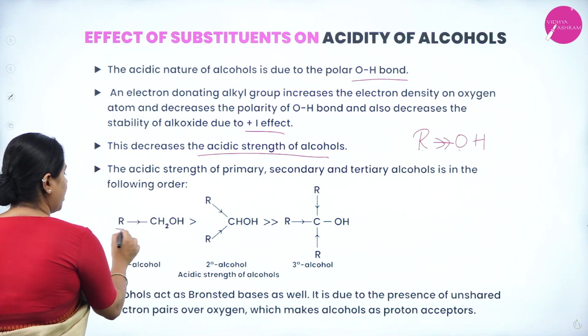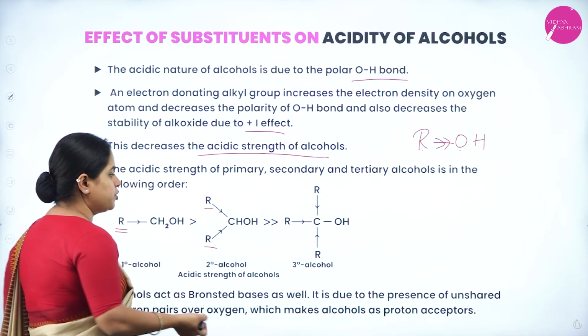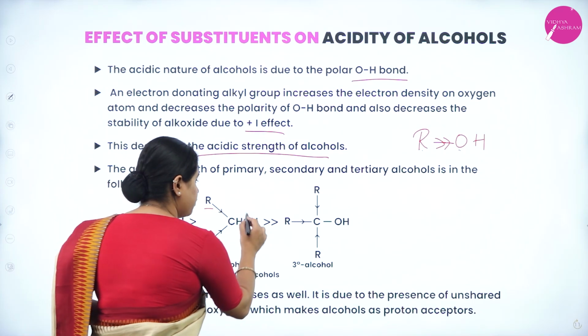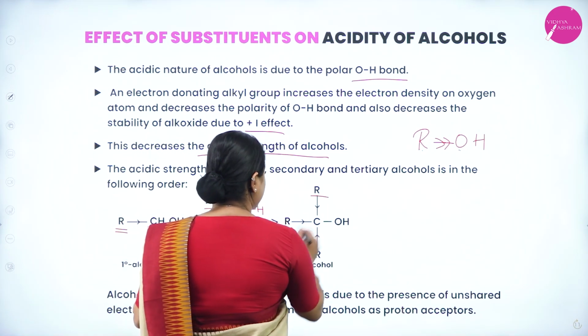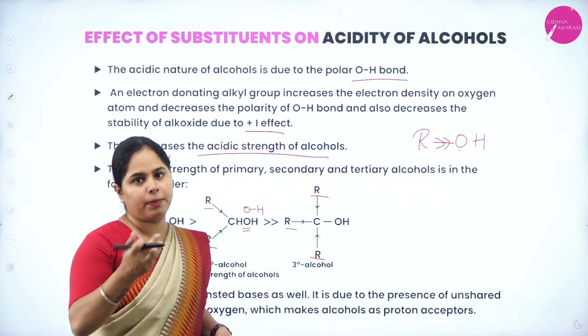So, here you have only one alkyl group. Here in the secondary alcohol, you have two alkyl groups. So, the electron density will be more and more on the oxygen atom. Hence, it becomes difficult to break this OH bond. Hence, it will be less acidic. Now, considering tertiary, there are three alkyl groups, all of which have the plus I effect.